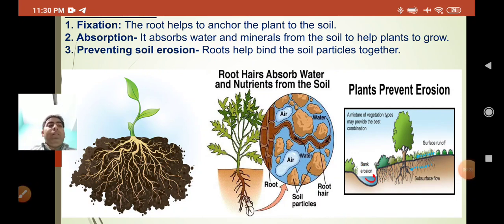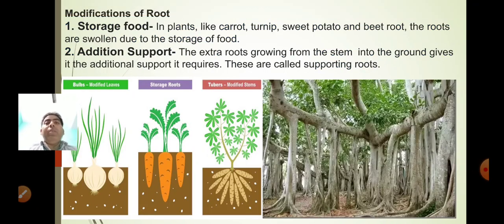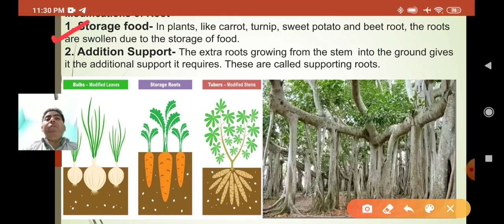Now, here we are going to discuss the modification of root. Roots of some plants are modified to perform some additional functions. What are the additional functions of the root? What are the modifications? The first one is storage of food.